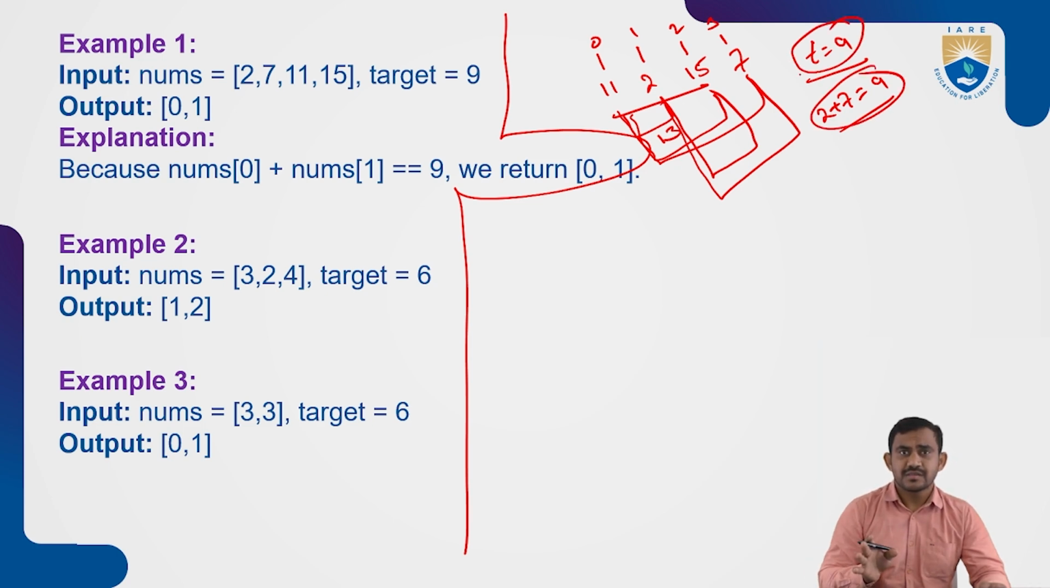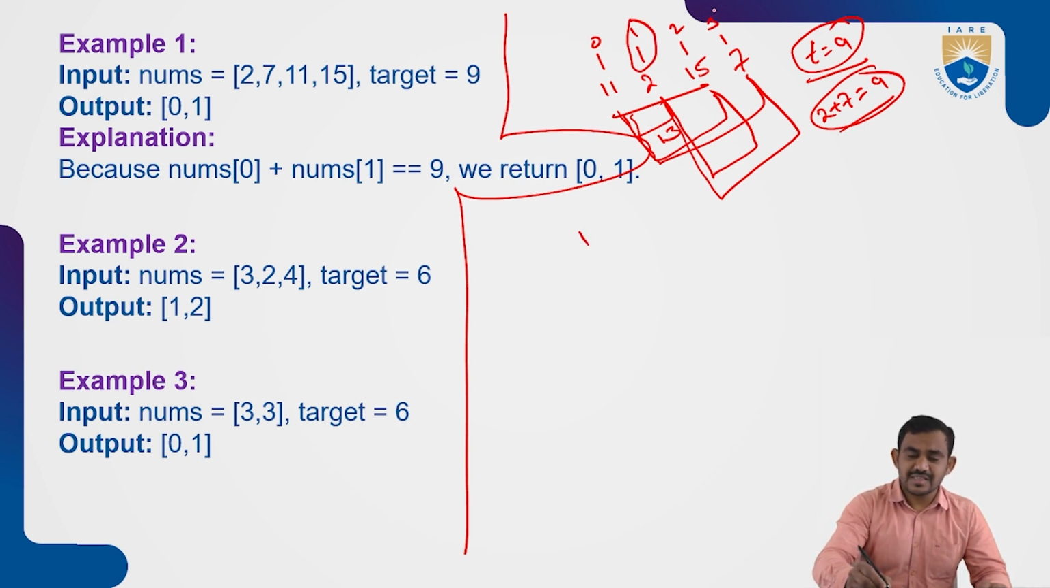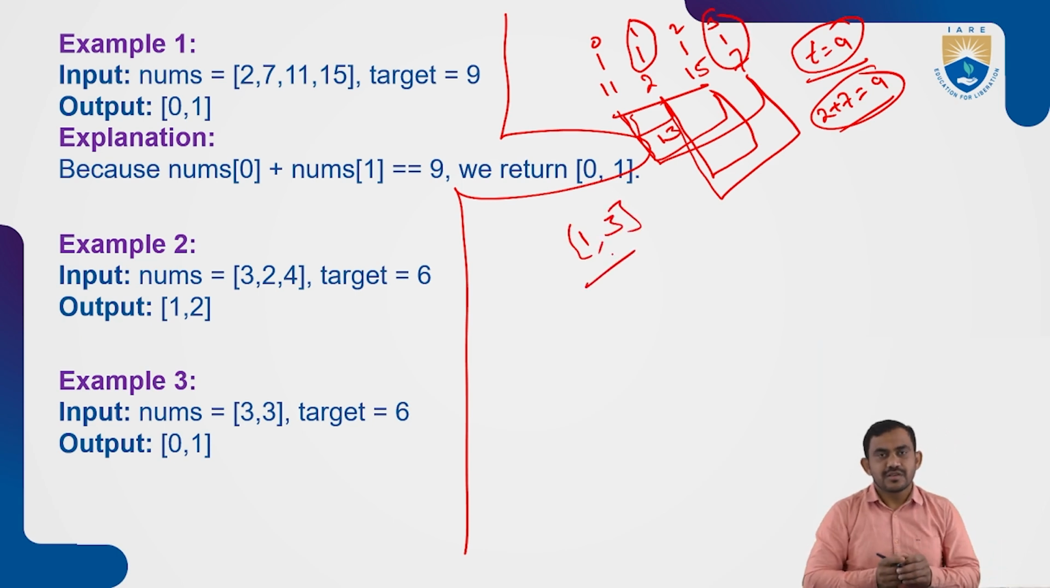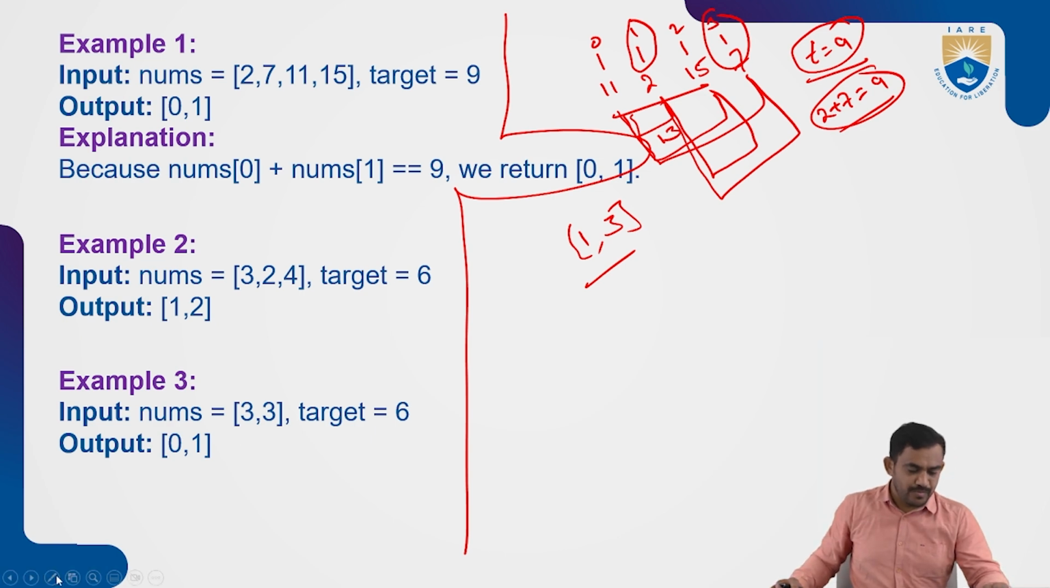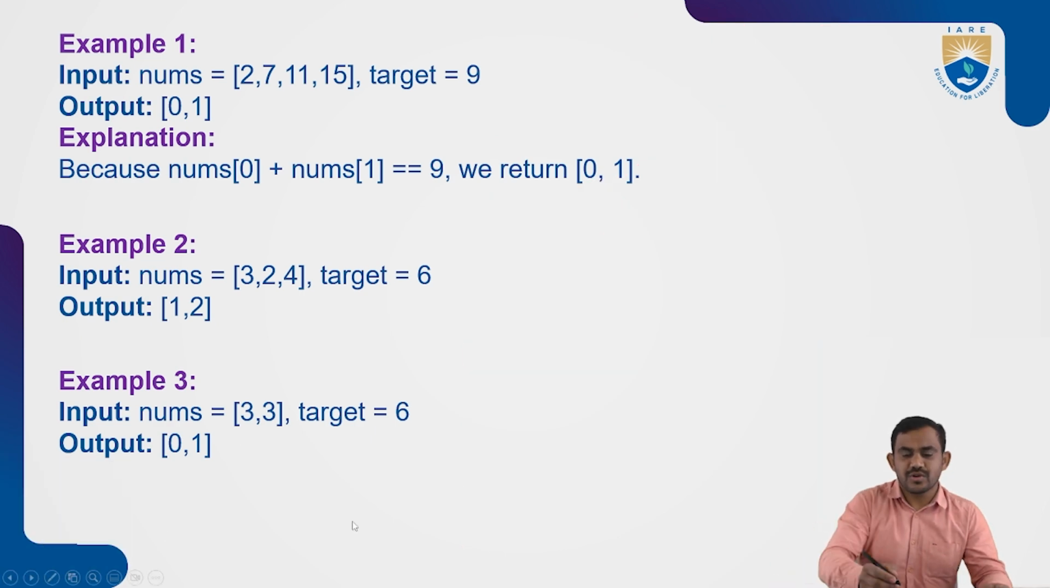You are done. Now what is your aim? Your aim is to get the index. So what is the index of 2? The index of 2 is 1 and the index of 7 is 3. So 1 comma 3 is your output. So this is the logic. Now what is the simple logic?